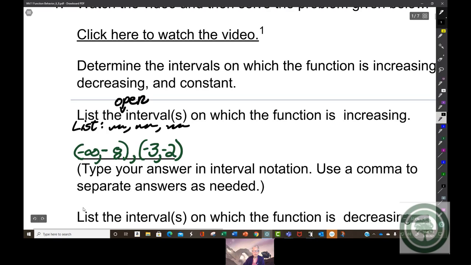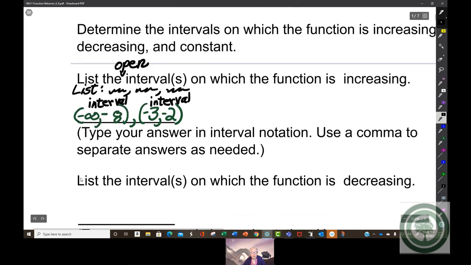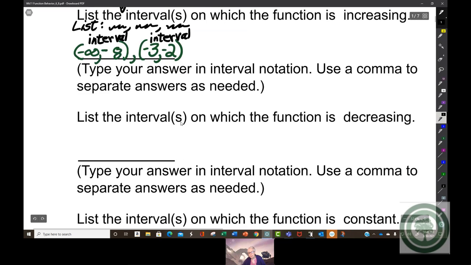Type your answer in interval notation, use a comma to separate answers. So this comma has got to be there for you to make a list of intervals. This is an interval. You already know that, I know. This is an interval. You have listed the intervals. Let's look at list the intervals. Notice the S is in parentheses because you might have one interval, you might have two intervals, you might have no intervals, you might have a million intervals. Hopefully not.